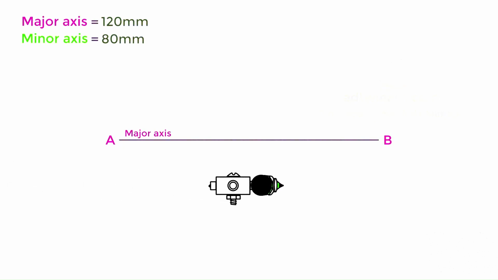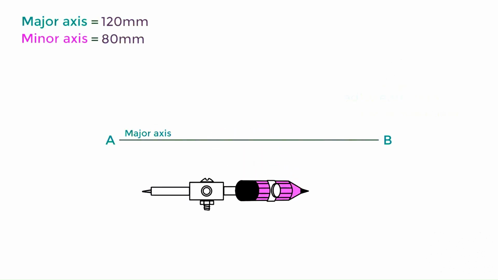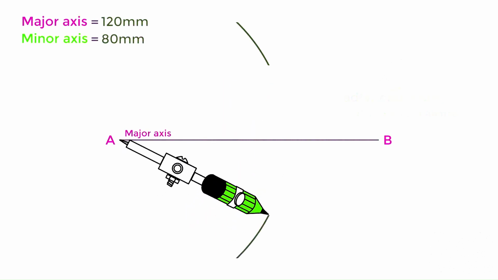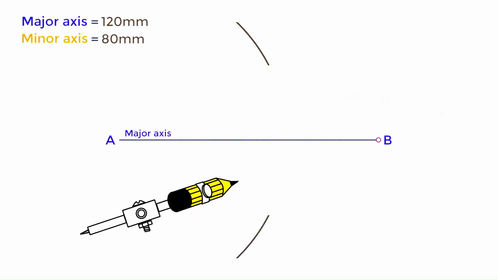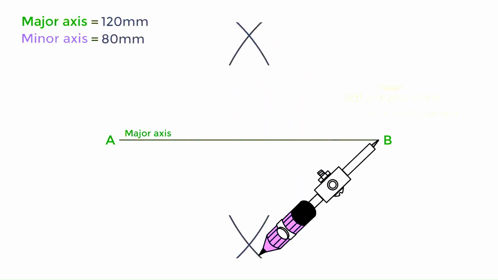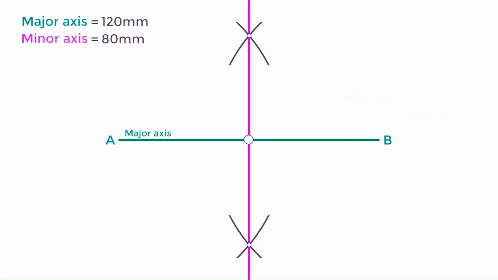To divide, take a compass, take the length of more than half of this line. Keep the compass at point A, and cut arcs at both the sides. Similarly, keep the compass at point B, and cut arcs on both the sides of this line. Draw a line passing through these points. This line will be exactly in the middle of this major axis. Name this intersection point as O.